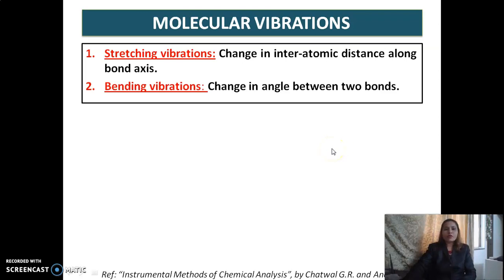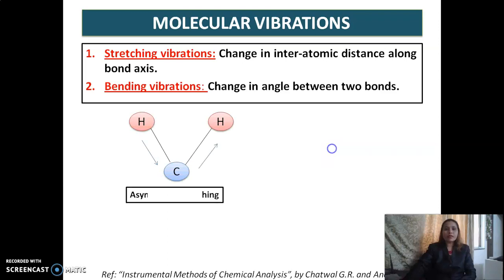Now, first we will see the stretching vibration. The stretching vibration has two types, symmetric vibration and asymmetric vibration. Now, what is asymmetric vibration? Asymmetric vibration means a vibration in which the interatomic distance increases in one bond and decreases in another bond, like this.